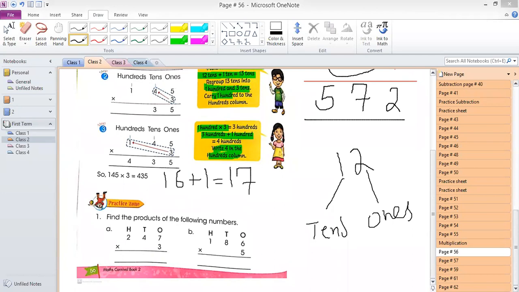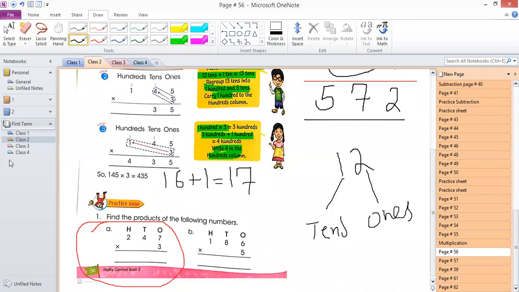Look here. This is 247 multiplied by 3. You have to solve this by yourself and send the answer in the chat box.